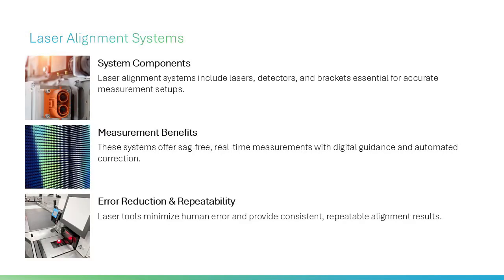Laser alignment systems provide real-time, high-precision measurements with simplified setup and automated correction calculations. This slide covers system components, lasers, detectors, brackets, and benefits such as sag-free measurement, digital guidance, and documentation capability. Laser tools reduce human error and ensure repeatability.